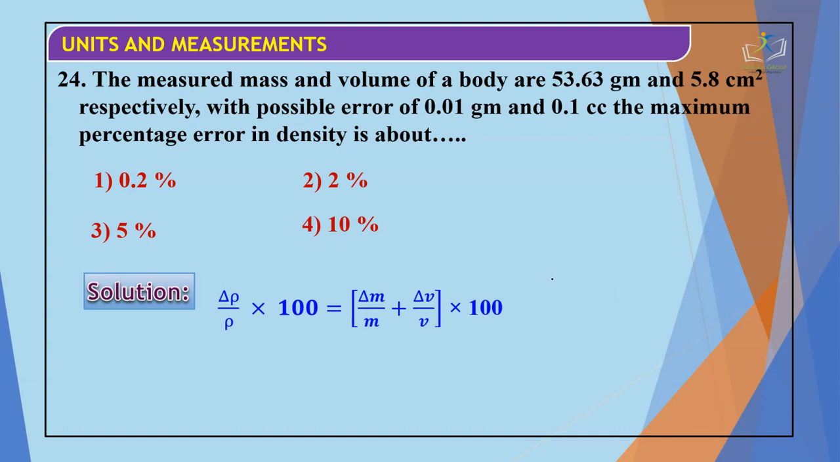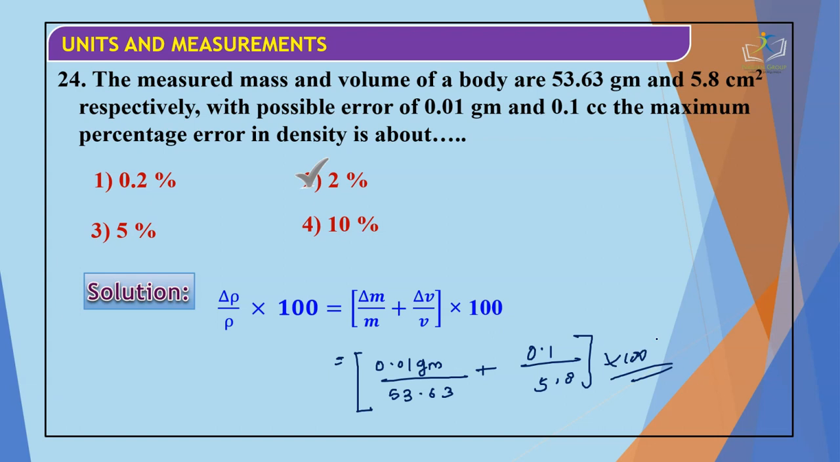So delta rho by rho into 100 is equal to delta m by m plus delta V by V, times 100 for the percentage. We just put all these values over there and get the result. I hope you understand. For more elaboration, students, what you have to put is delta m 0.01 gram by 53.63 plus 0.1 divided by 5.8, into 100. You just have to solve this and you get the result 2%.